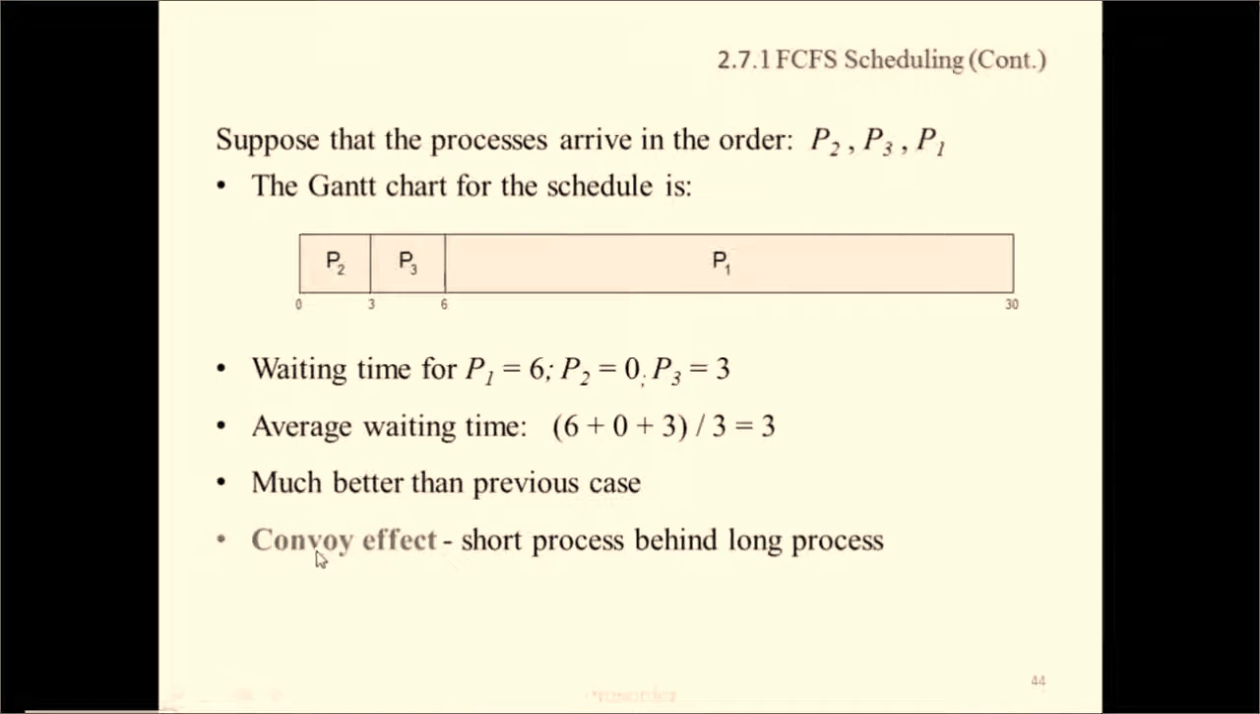Now this effect is called the convoy effect. Short process behind long process. Whenever you have a short process behind a long process, that is P1 first and then P2 and P3, you will find the effect called the convoy effect. And this effect should always be avoided.